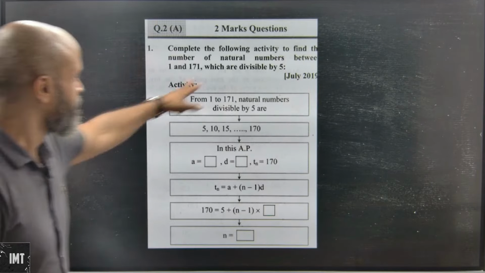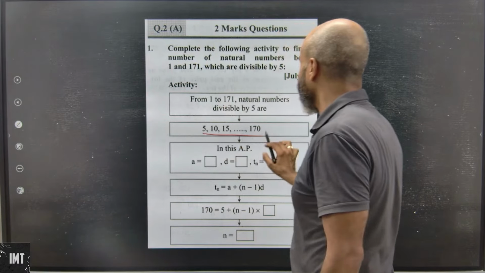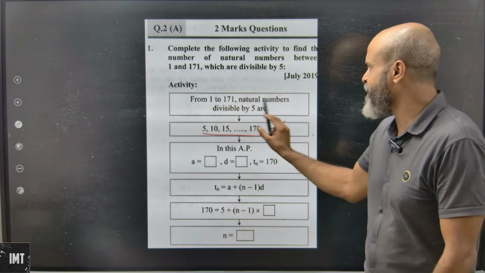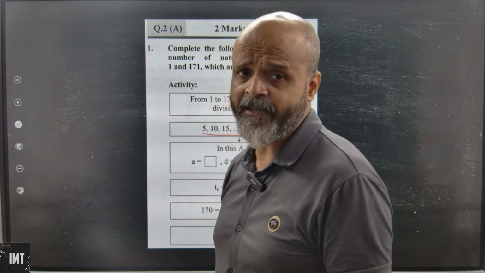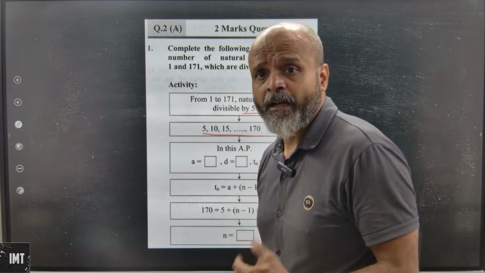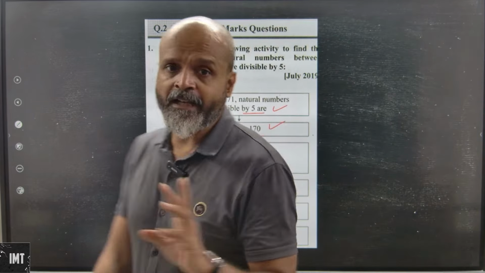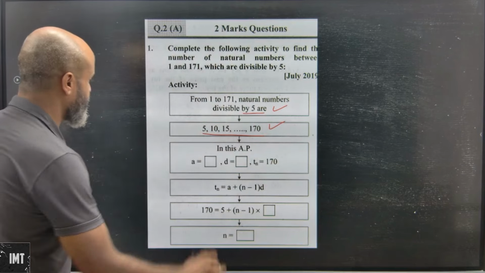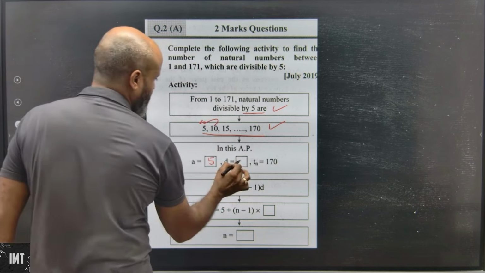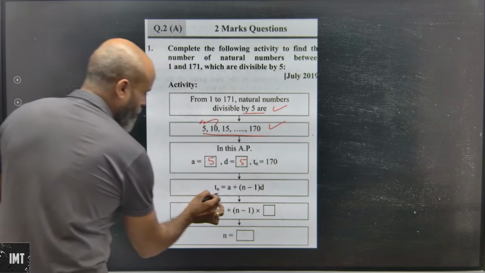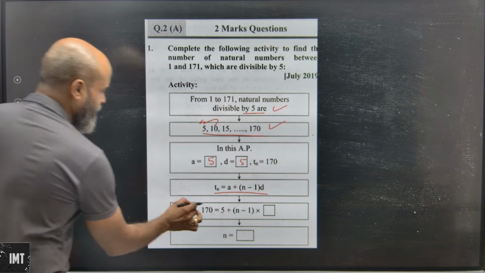Okay. State board question. Complete the following activity. So here you have been given an AP from 1 to 171, natural numbers divisible by 5. These are the natural numbers that could be divisible by 5. You have to basically lay out the table of 5, wherein the last term would be 170. So in this case, A is equal to 5 and D will be how much? 10 minus 5, that is 5. Tn is equal to this. So applying the formula Tn is equal to A plus n minus 1 into D, we can write 170.